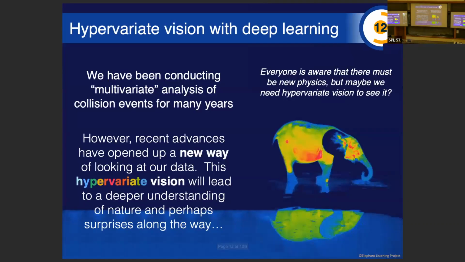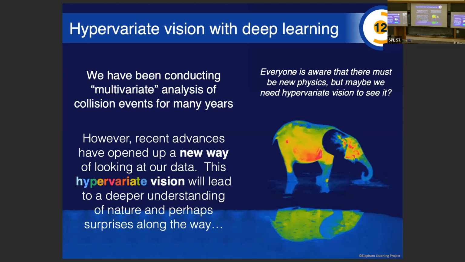Okay. And so we've been doing multivariate analysis for many years. But what's new is that the modern machine learning revolution has allowed us to explore these high-dimensional feature spaces in their natural high dimensionality.